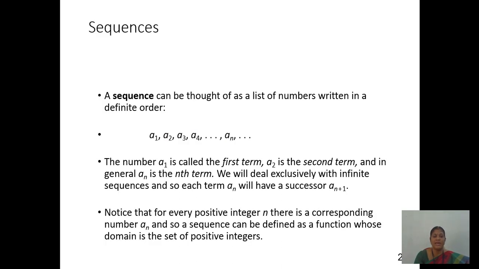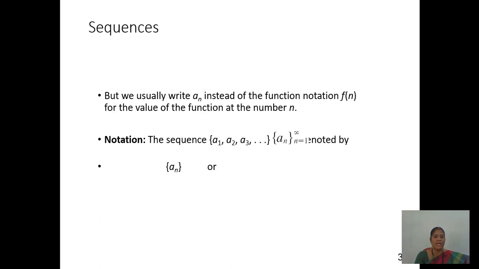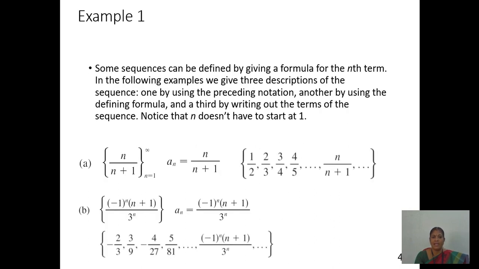Today's topic is sequence. A sequence can be thought of as a list of numbers written in a definite order: a1, a2, a3, and so on, an and so on. The number a1 is called the first term, a2 is the second term, and an the general term. We will deal explicitly with infinite sequences, so each term an will have a successor a(n+1). We usually write an instead of the function notation f(n) for the value of the function at the number n. The sequence a1, a2, and so on, n equal to 1 to infinity, is denoted by {an}.